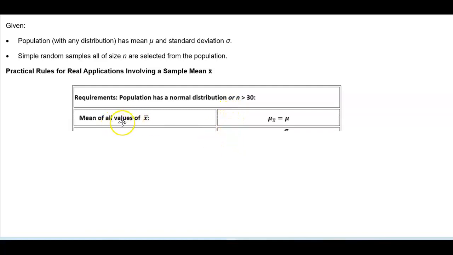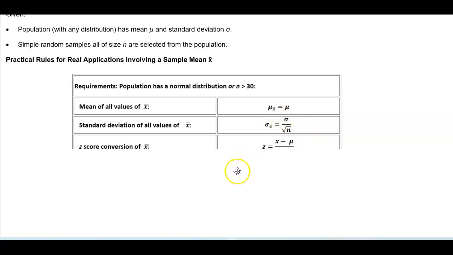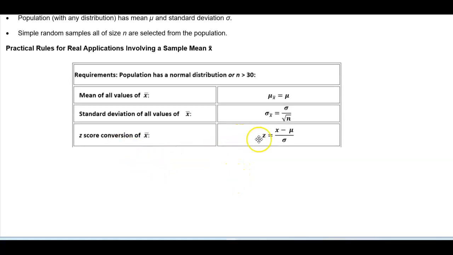So the mean of all values of the sample mean, the mean of the sample means, is equal to the mean. The standard deviation of all values of the sample mean, the standard deviation of the sample means, is equal to the standard deviation divided by the square root of n. And the z-score conversion of the sample mean is z, which is equal to the data value minus the mean divided by the standard deviation.